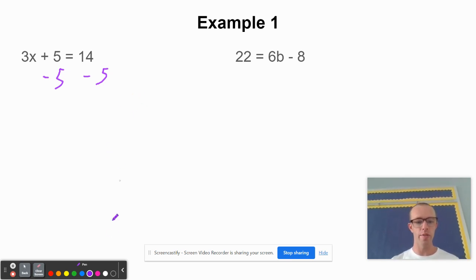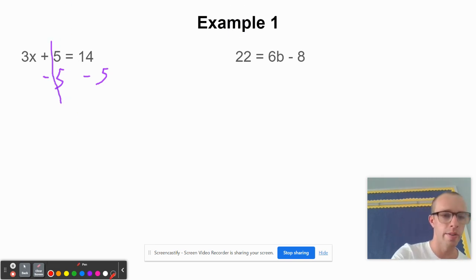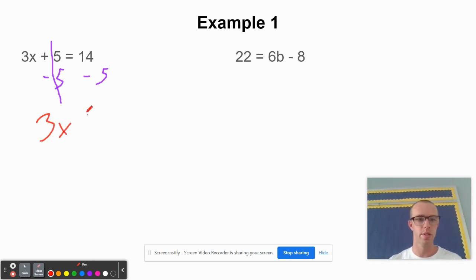All right, whatever you do to one side of the equation, you have to do to the other. So I subtract 5 from both sides. A plus 5 and a negative 5 cancel out. You can imagine I walk forward 5 steps, and then I walk backwards 5 steps. That cancels out. I'm exactly where I started. So these cancel. And on this side, the only thing I'm left with is 3x. So I'm going to drop that down. All right, so now I have 14 minus 5. 14 minus 5 is 9.